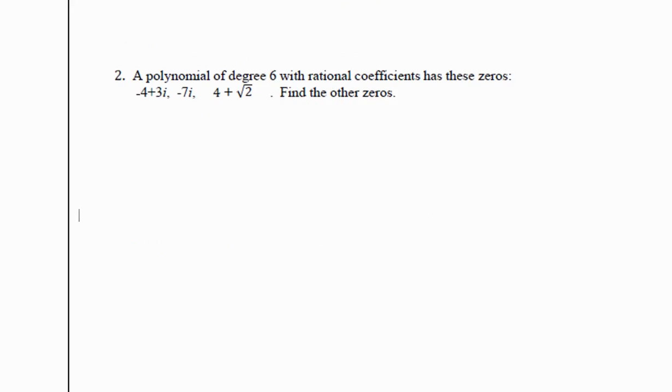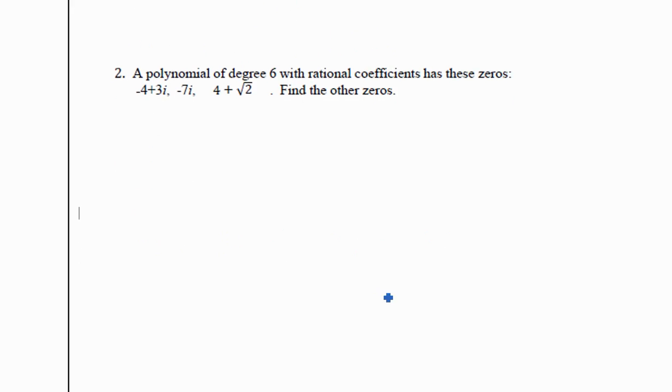We have a polynomial of degree 6 with rational coefficients that has these zeros: negative 4 plus 3i, negative 7i, and 4 plus the square root of 2. Find the other zeros. So we just need to find those conjugates. The conjugate of the first one would be negative 4 minus 3i. The conjugate of negative 7i is 7i. And the conjugate of 4 plus the square root of 2 would be 4 minus the square root of 2.